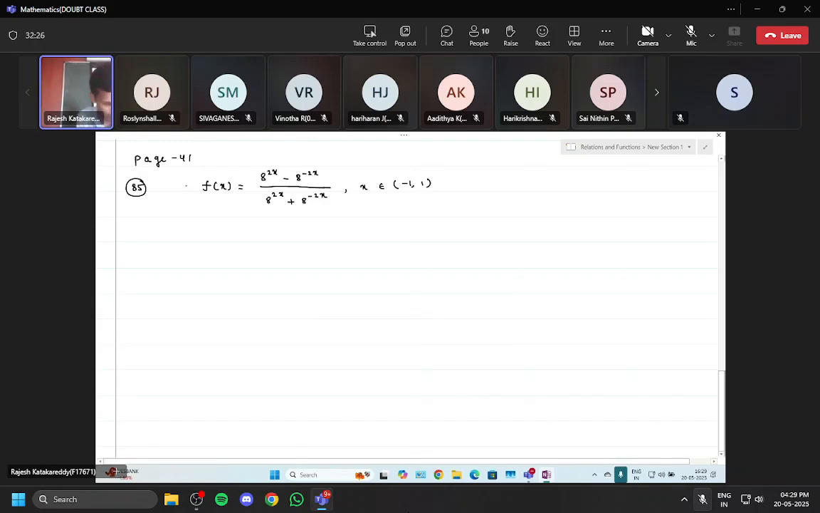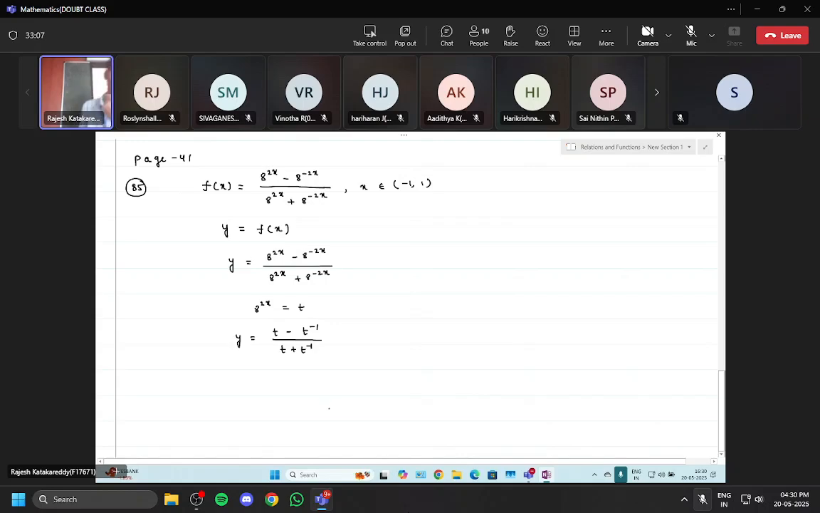Now step number 1 is done. Step number 2, we need to assume y is equal to f of x, and then try to solve for x as a function in terms of y. Now y is equal to 8 power 2x minus 8 power minus 2x divided by 8 power 2x plus 8 power minus 2x. Let us substitute 8 power 2x is equal to t. So y is equal to t minus t power minus 1 divided by t plus t power minus 1.